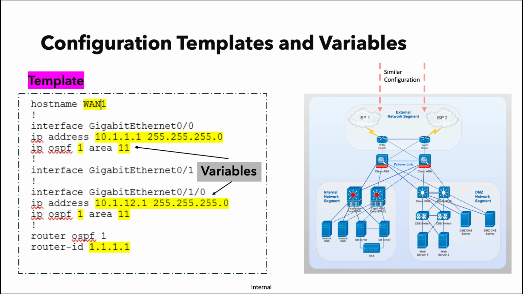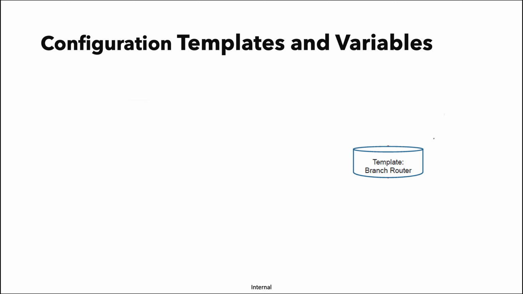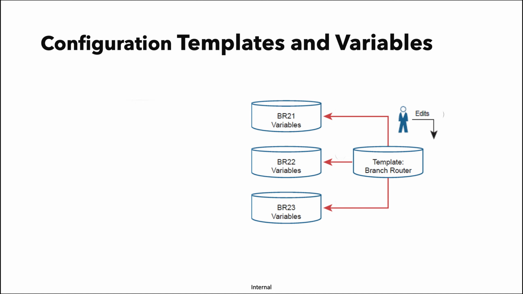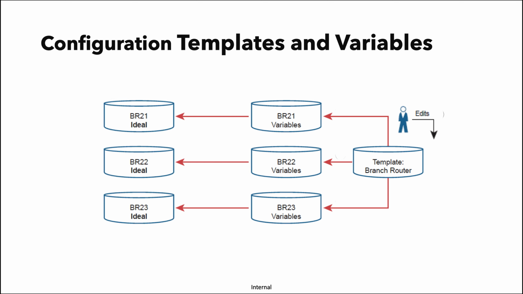So let's understand this scenario where I have a network admin who edits the standard template file as per device roles and variables accordingly. The template and variable is then processed by the configuration management tool to produce the ideal configuration for every device. The intended configuration for a device is generated by the configuration management system, as I said, by processing the template along with any associated variables.